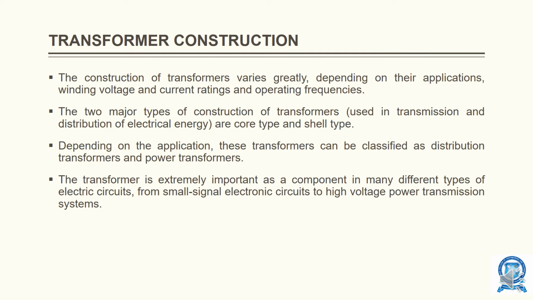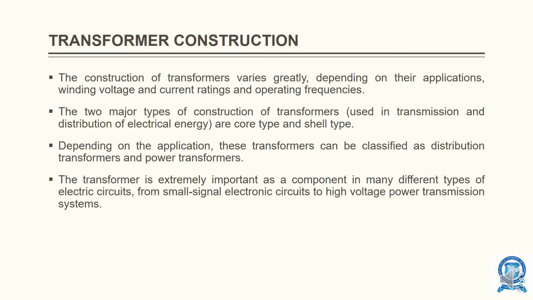The construction of a transformer varies greatly depending on its application, winding voltage and current rating, and the operating frequencies. The two major types of construction of transformers are core type and shell type. Based on construction details, there are two types, core type and shell type. Depending on the application, these transformers are classified as distribution transformer and power transformer.